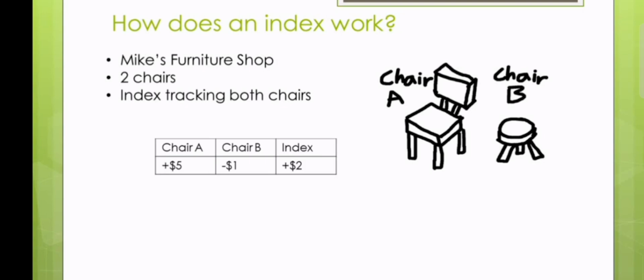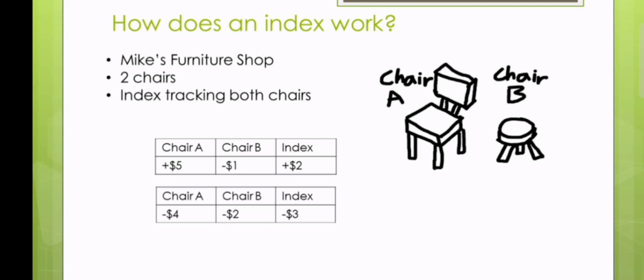So for example, if the price of chair A were to increase by $5 and the price of chair B were to decrease by $1, the index would show an increase of positive $2 because 5 minus 1 is 4 and there are two chairs. Looking at another scenario, if the price of chair A were to drop by $4 and the price of chair B were to drop by $2, the index will now show a change of negative $3.